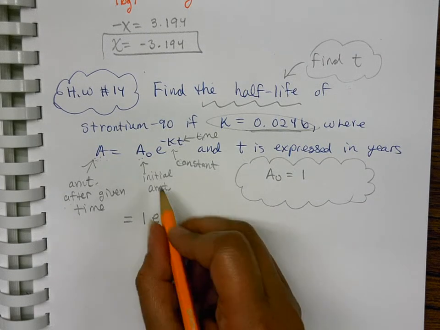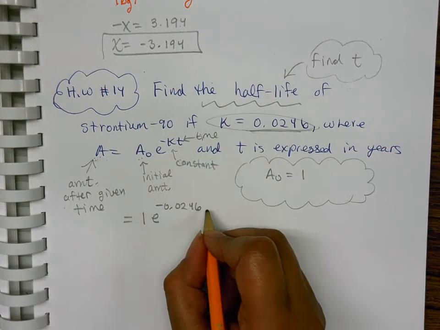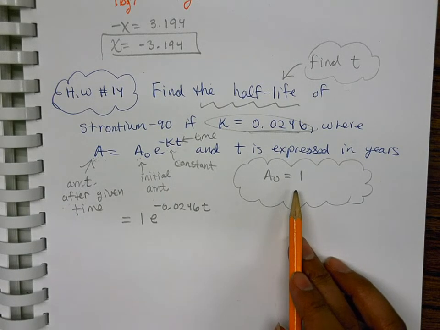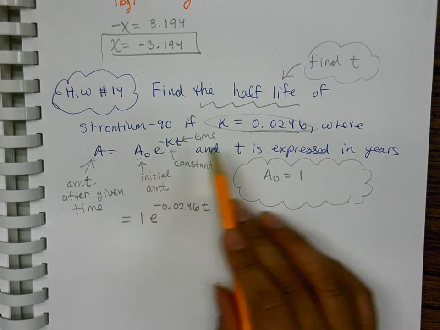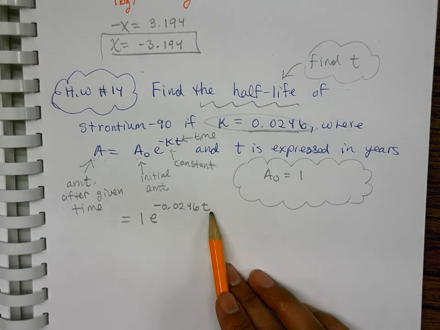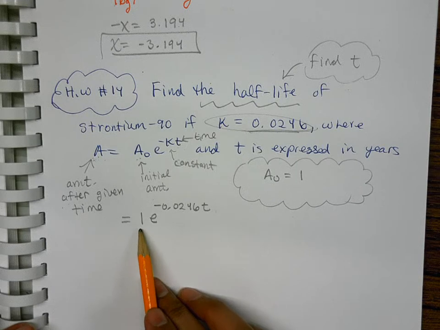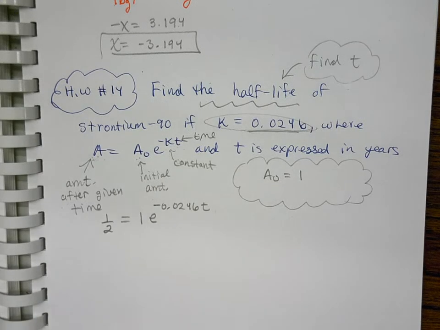So if A naught is 1 and E is E, negative K is 0.0246 and T is T, we're looking for it. A naught is 1. Why? Because I picked it, and I'll show you why in just a second. And we want to know how long it takes for us to end up with half of what we started with. Well, if we started with 1, what's half of 1? Half. And that's why I pick 1.